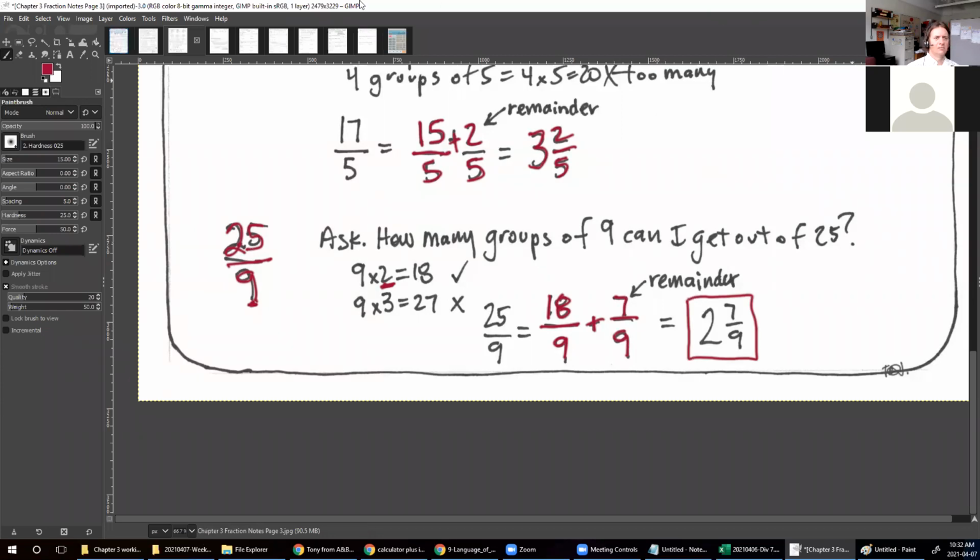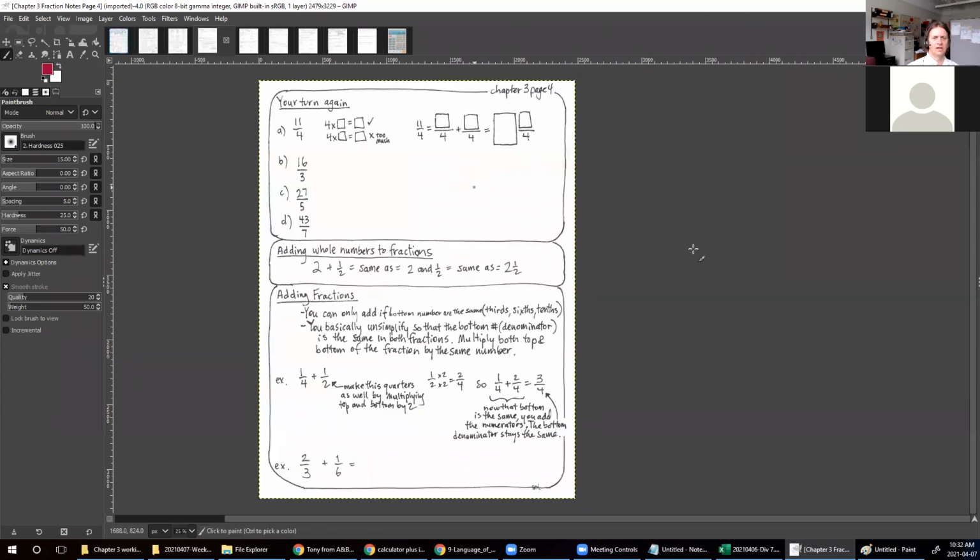All right. Any questions so far, or are you guys ready to rock page number 4?